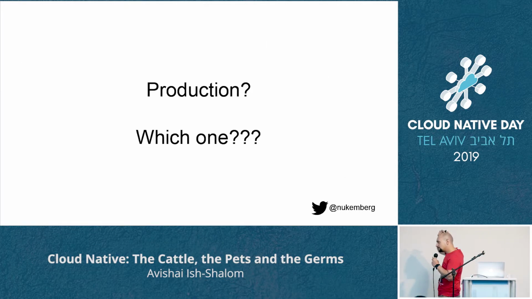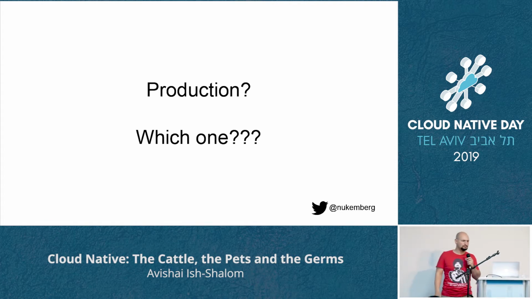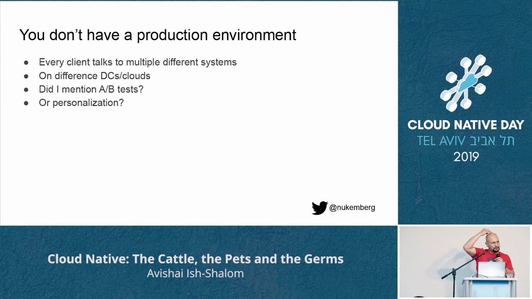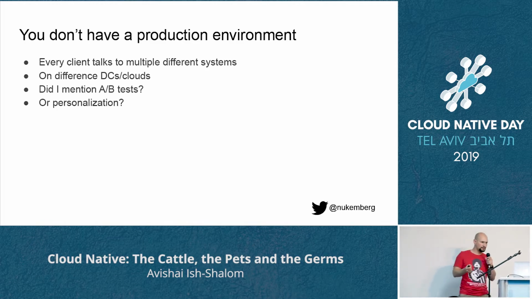Which raises the question, when you're talking about production environment, what production environment are we talking about? Do we even have one production environment? So, no, we don't. Because, for example, every client has a different path through the system, talks to multiple different systems. Even from a web page, you could have a number of AJAX calls, or a number of synchronous calls to different services on your microservice cohort. Some of those services might be on different clouds. They might even be from different vendors.